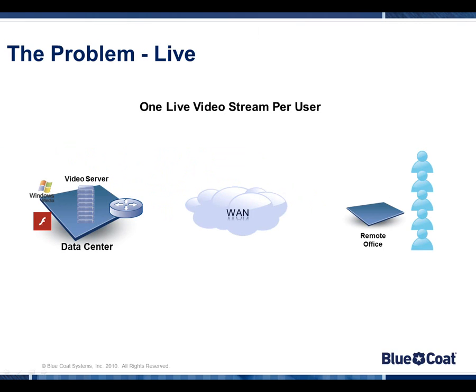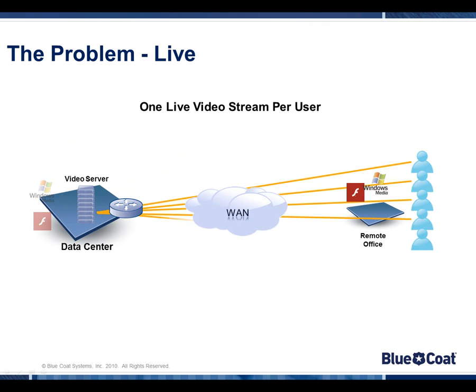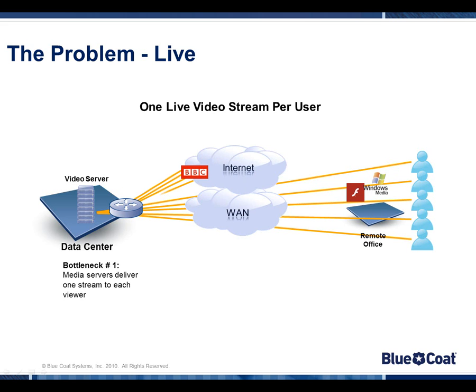The challenge of live video streaming in the enterprise network is that each user represents an additional video stream. As users tune into the same video broadcast, they put load on both the back-end servers serving out the content, but also the WAN or internet bandwidth delivering the content out to the users.